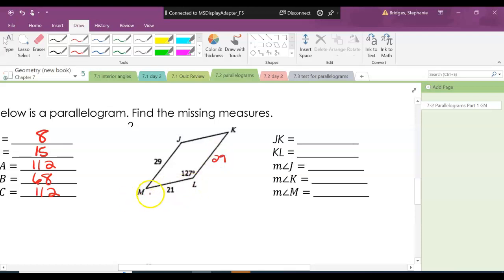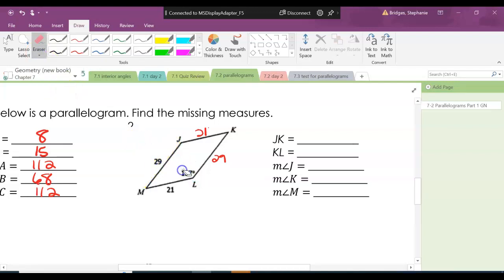And what's opposite LM? 21. What I need you to make sure you understand is these numbers that are outside are talking about segment lengths. The numbers that are inside are my angle measures, so don't get those confused when you're starting to answer your questions.